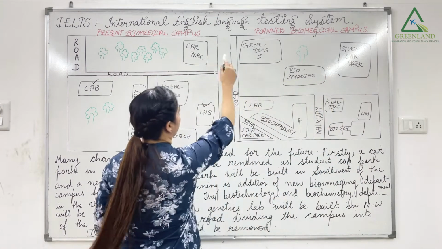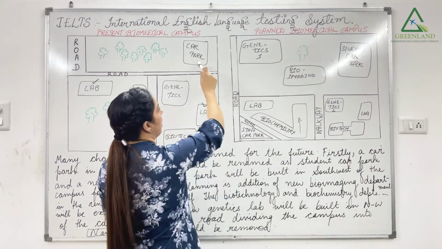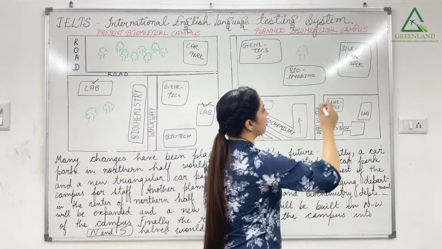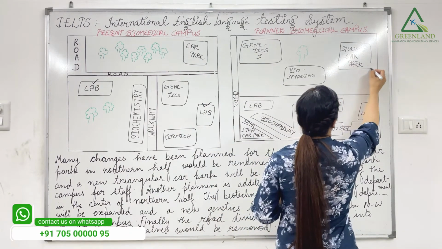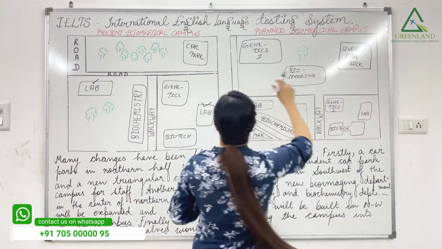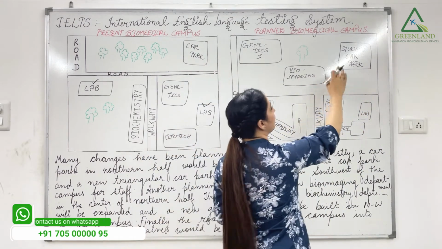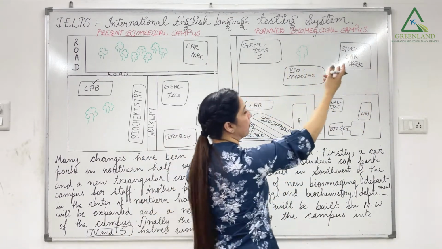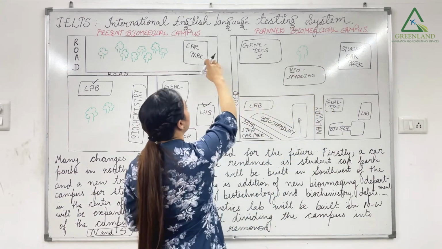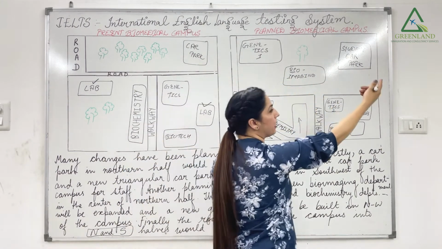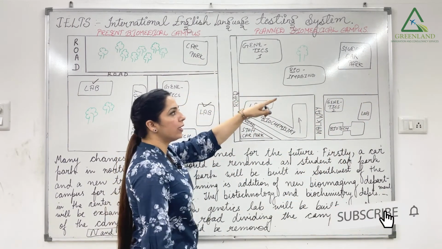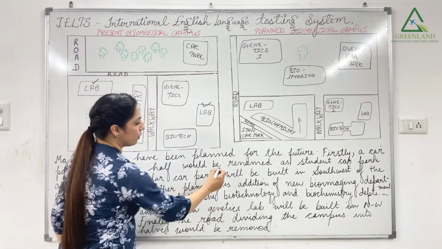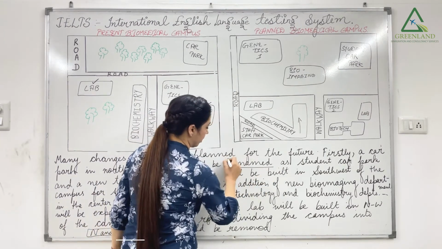In this portion, the name of this car park is changed. Student car park size is almost the same. It's just a slight modification in the diagram. Because it is about the future planning, the car park would be renamed as student car park, because here only the name is changed to student car park. So we'll use the word renamed. Please pay attention to this.